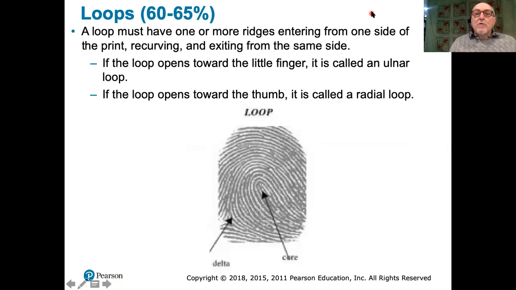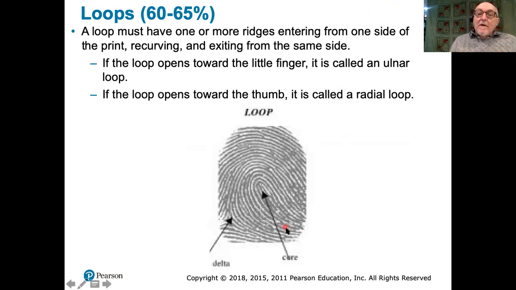So here is a loop. Again, 60 to 65% of people have loops. It's important to classify these, as you will see in a minute, because we're going to use the presence of loops, whirls, and arches as a basic classification system for our registry, if you like.